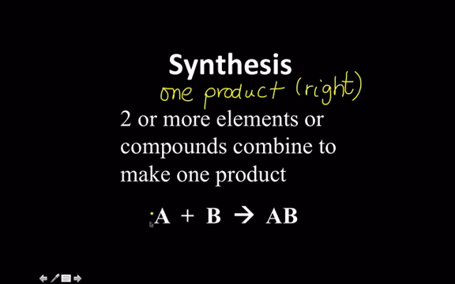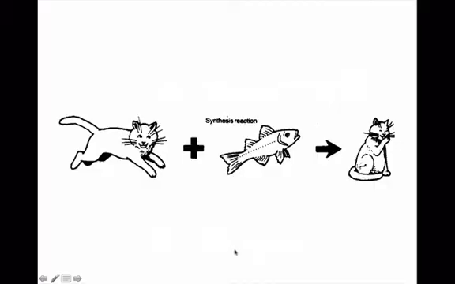This could also look like A plus BC giving us ABC. So it doesn't have to be just elements over here as reactants. It could be an element and a compound. But as long as they're all coming together to give you one product here, then you know that you have a synthesis reaction. And we have an illustration on this page right here that kind of shows you that. You have a cat and a fish giving you a fat cat because the cat ate the fish. So 2 things coming together to only give you one thing.